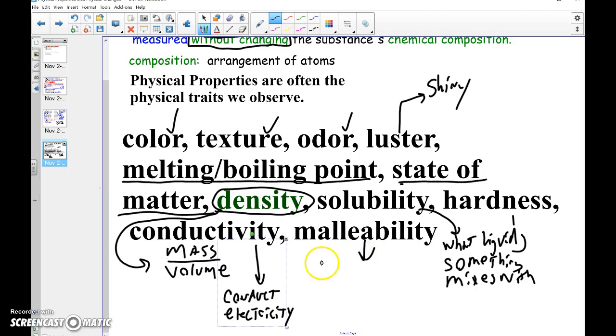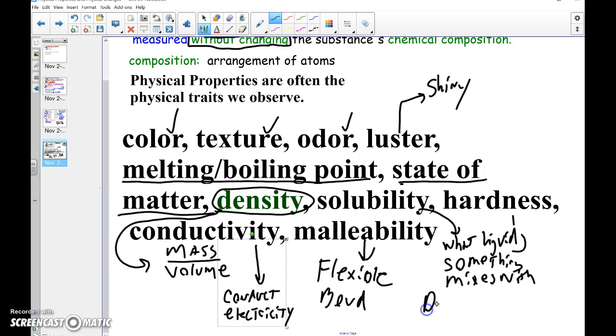Also, malleability, which is whether it's flexible. Piece of string, very malleable. Ruler, not so malleable. Trying to think of something else that's very flexible. But anything that you can bend, all right, or twist into a different shape, that's malleability, all right.